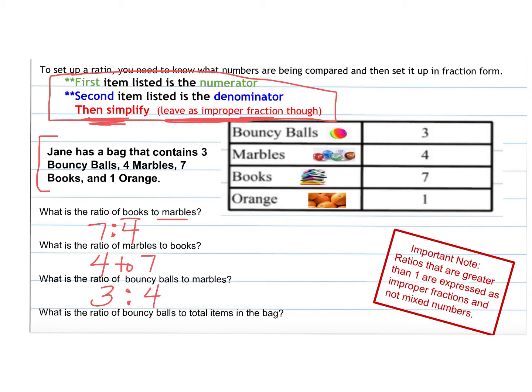And then what is the ratio of bouncy balls to total items in the bag? So bouncy balls is 3. Total items, we have 3 plus 4 is 7, plus 7 is 14, plus 1 is 15. So 3 bouncy balls to 15 items in the bag, and we can simplify that by dividing them both by 3. So that means for every 1 bouncy ball, there's 5 items in the bag. These ones I didn't simplify because they're already in simplest form. There was not a number that they could both be divided by.